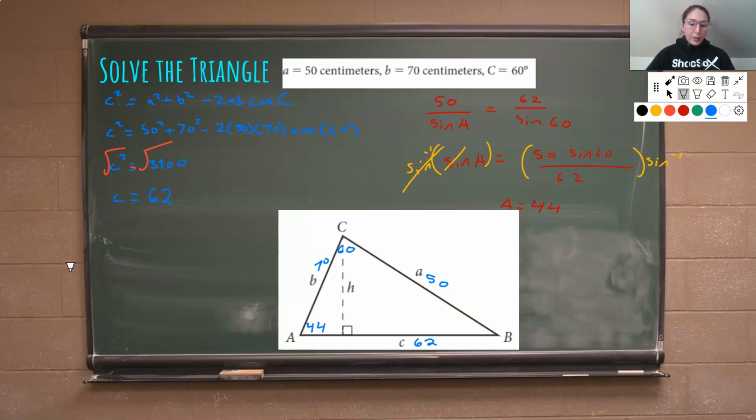I just need to solve for B now, and for that I'm just going to do 180 minus 60 minus 44, because all angles in a triangle have to add to 180, which forces big B to be 76. So now we have used law of cosines as well as law of sines to solve for every single angle and every single side in our triangle. We know absolutely everything now about our triangle. Let's do another example.